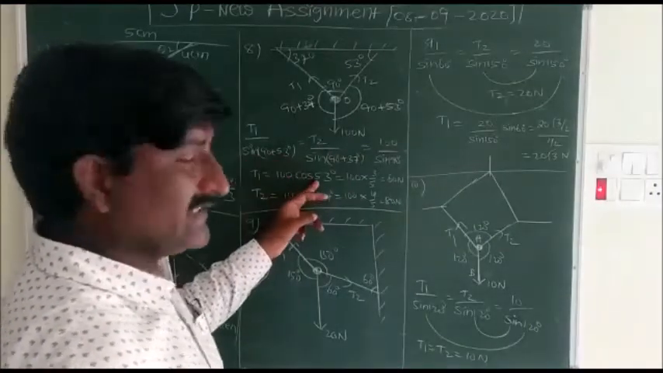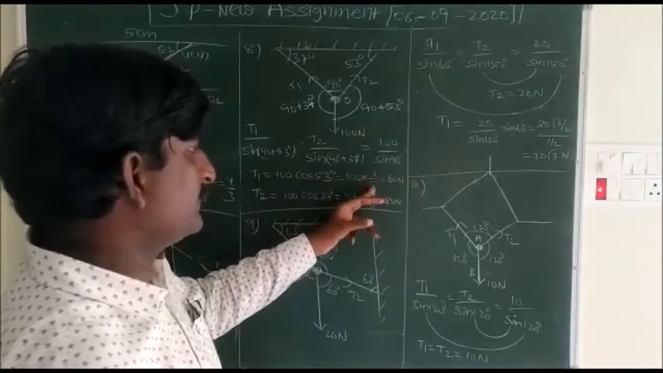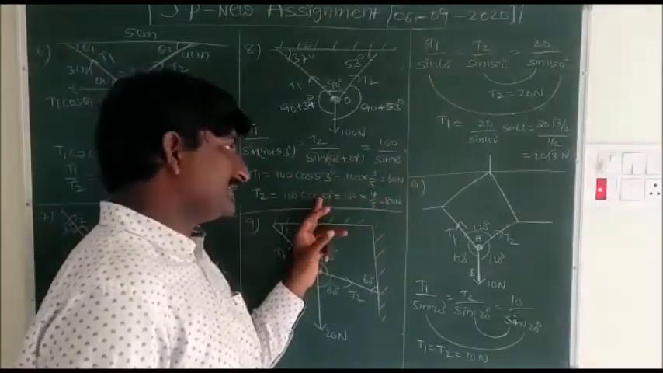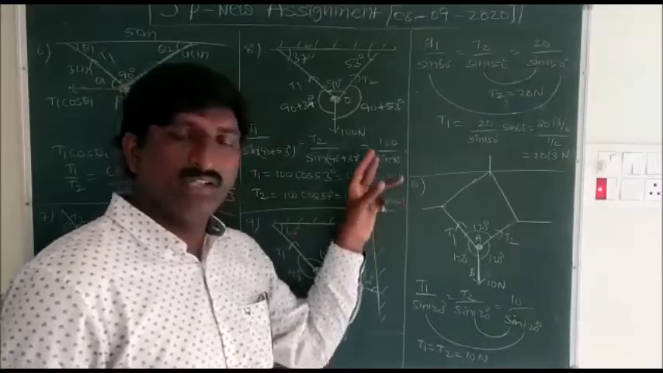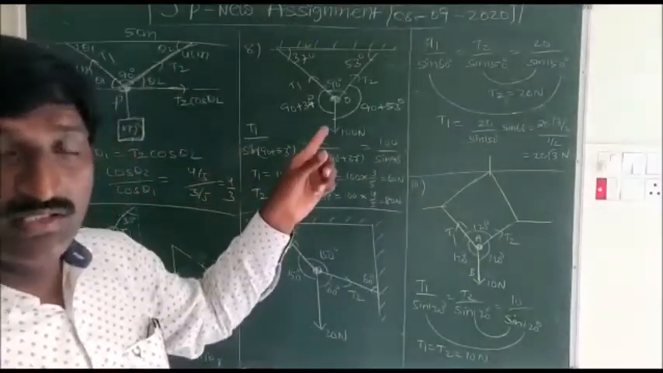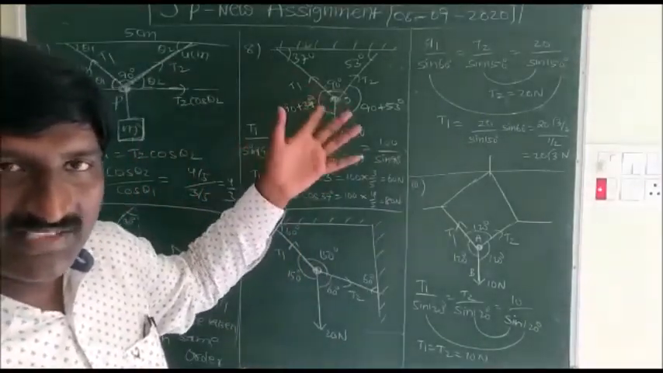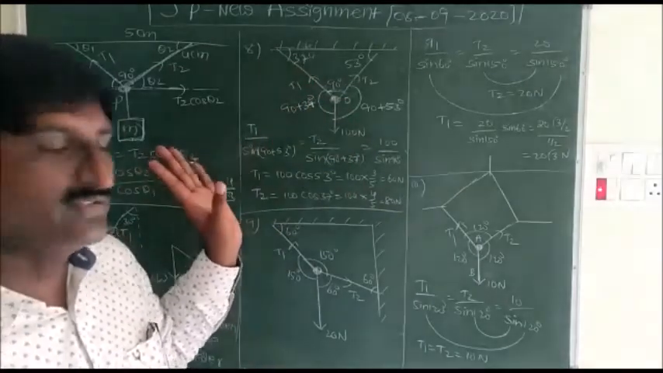Sine of 90 plus 53 is cos 53 degrees, its value is 3 by 5. Sine of 90 plus 37 is cos 37, its value is 4 by 5. You will get those tensions. So this problem you can do according to Lami's theorem or resolution of vectors, any one you can use.